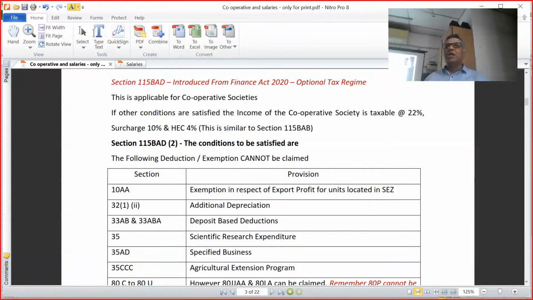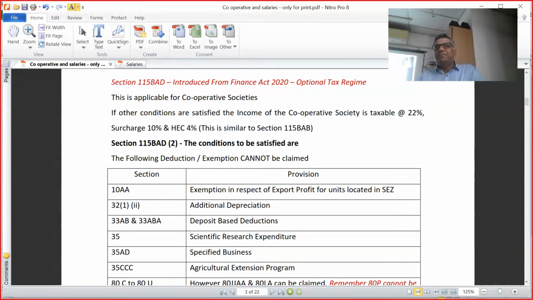Similar to section 115BAA, 115BAD was introduced for cooperative society. 115BAA is for companies other than new manufacturing companies. 115BAB, new manufacturing company. 115BAC, individuals. 115BAD, cooperative society.